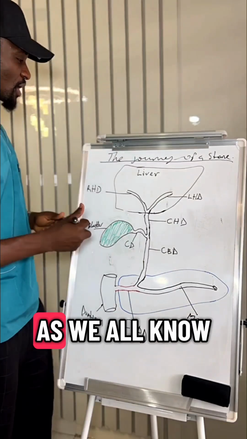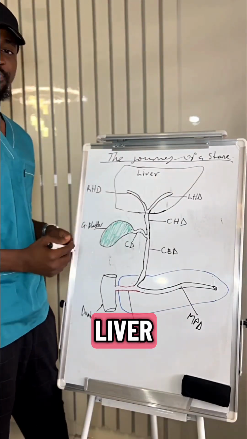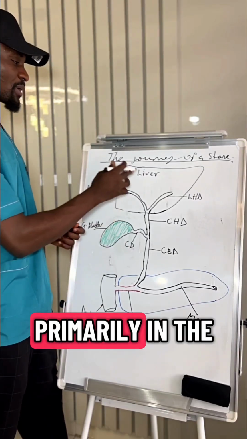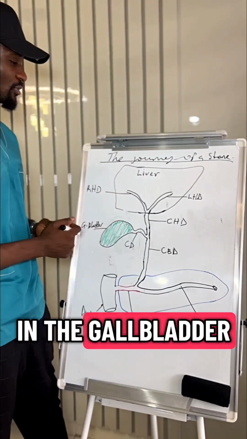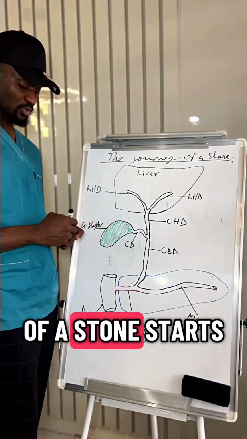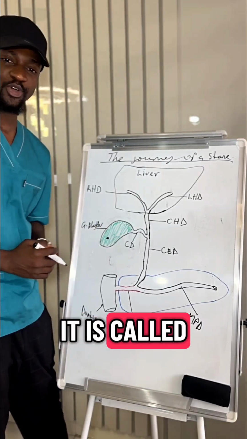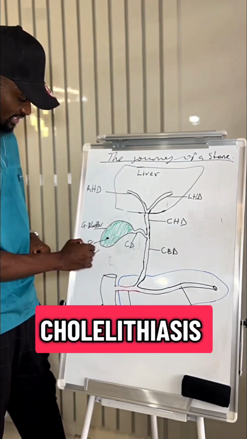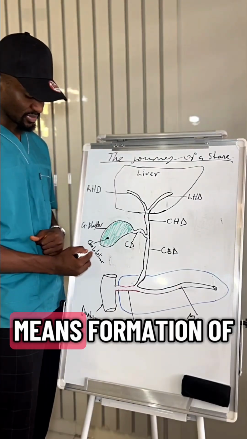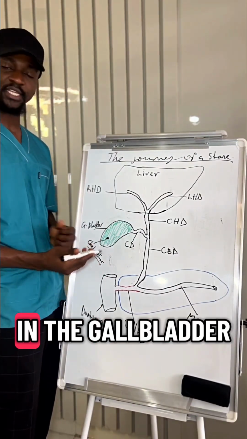Stay with me. As we all know, this is the liver, and bile is produced primarily in the liver and stored in the gallbladder. Now, this is where the journey of a stone starts. If a stone is found in the gallbladder, it is called what? Cholelithiasis. Lithiasis simply means formation of stone, chole in the gallbladder.